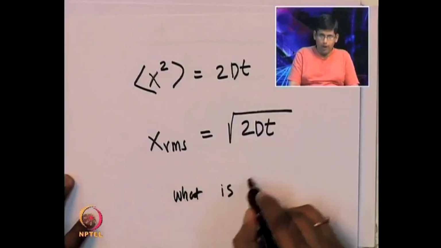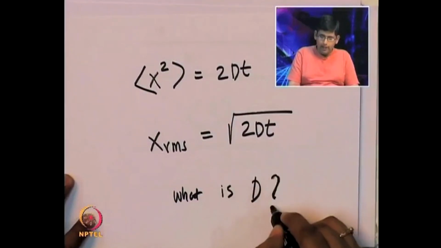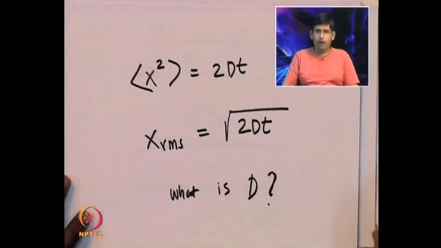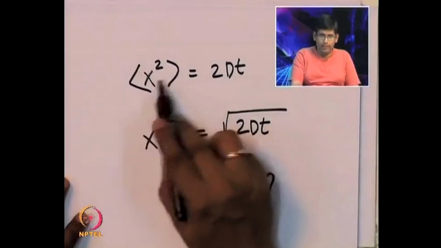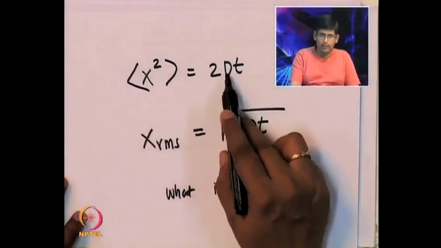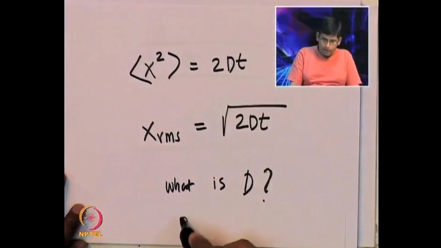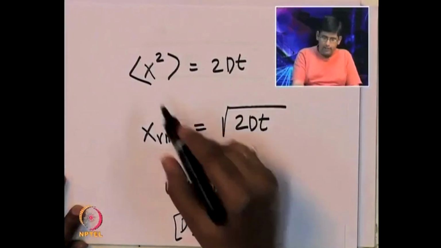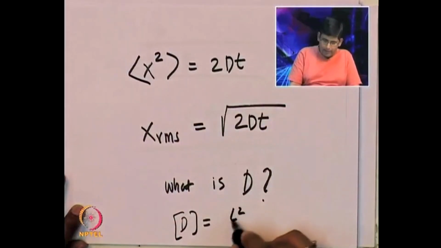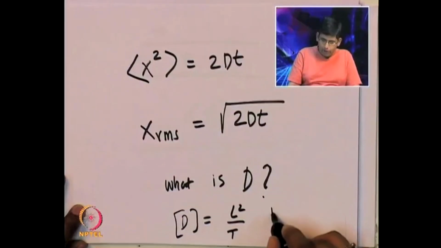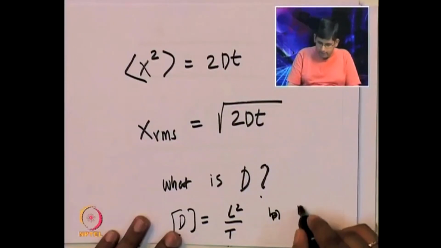So that is the question. What is D? We have been having this thing called D for a long time. From this we found that D has a unit. The dimension of D is length squared by time, so it will have a unit of meter squared per second.